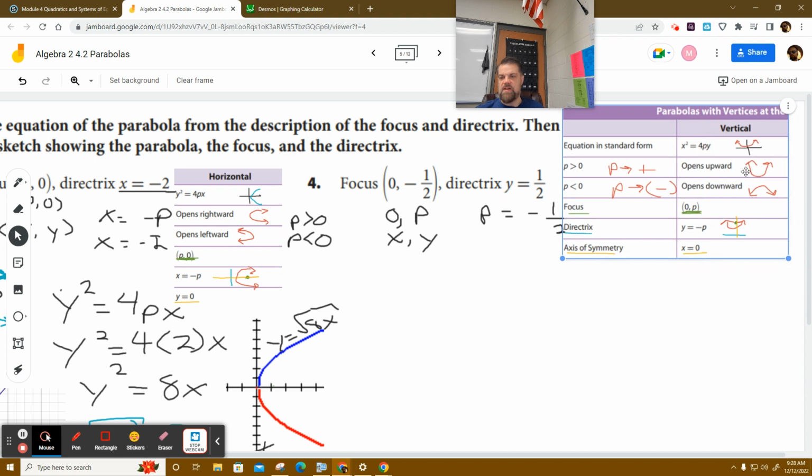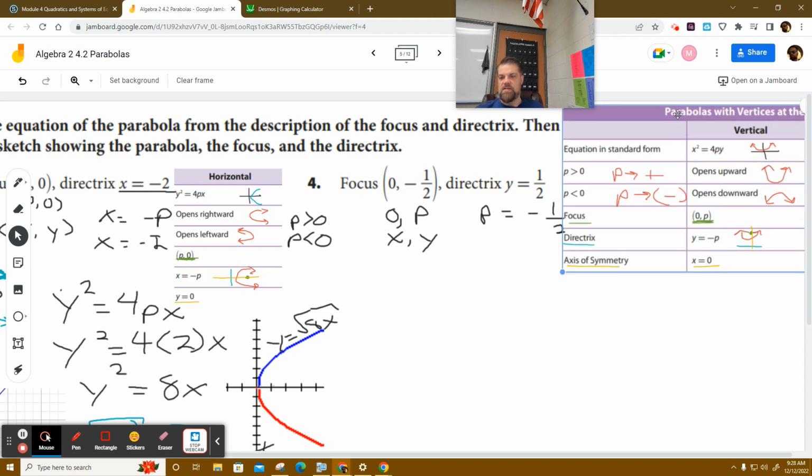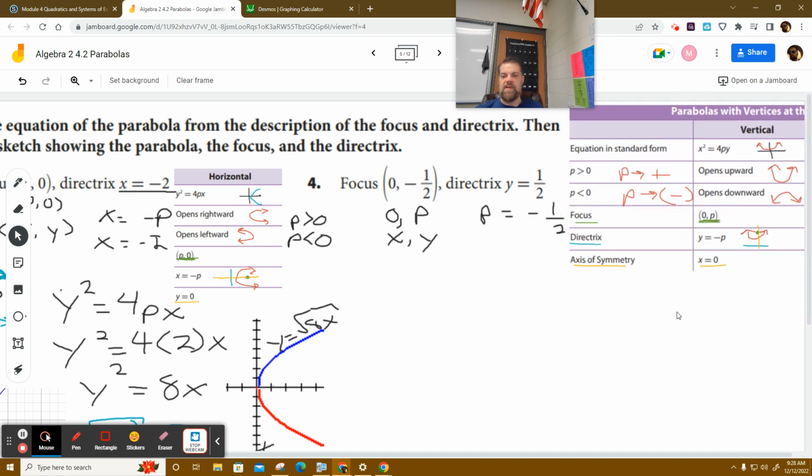So it's x squared equals 4py. Does that make sense? Well, it might not make sense, but it's a lot to soak in, but that's where the formula comes from. So we're going to do the same thing here, all right?